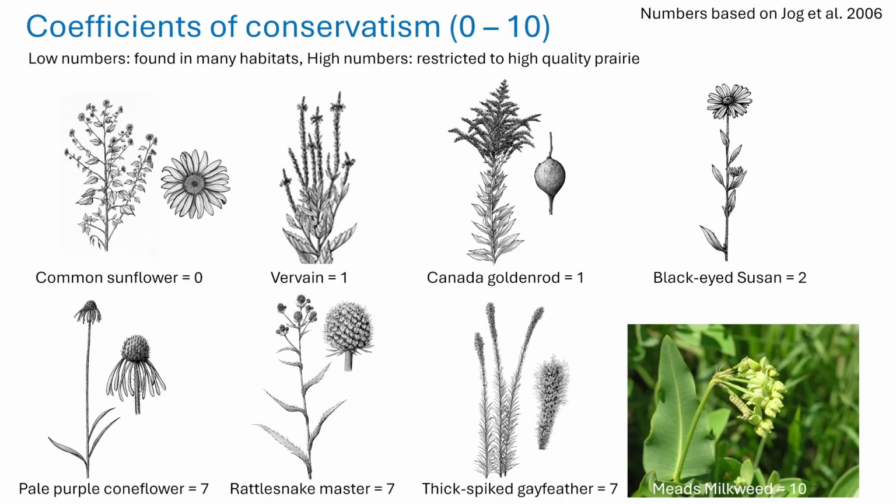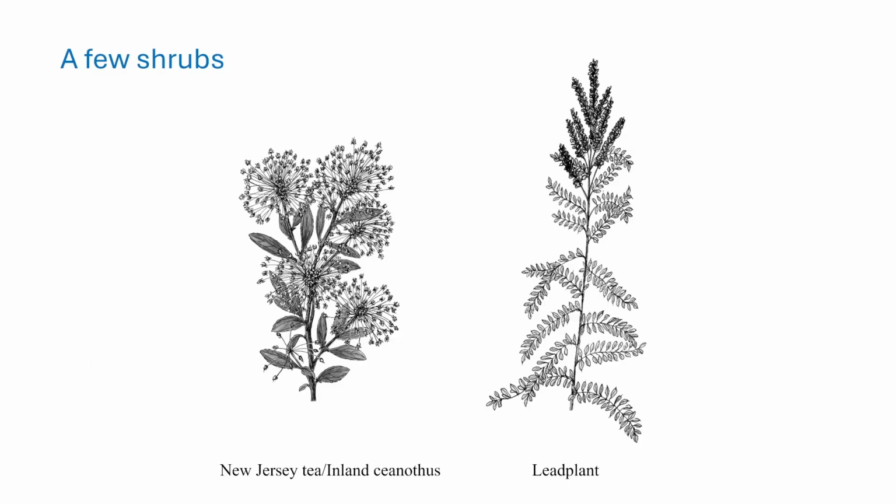So all the plants here are native prairie plants, but they differ in what's called a coefficient of conservatism. This is a phrase you may hear people talk about. Conservative species are species that today are really only found associated with tallgrass prairies. So common sunflower is a native prairie plant, but we know that it is found anywhere. It can be found along roadsides, parking lots, you name it. And so it has a very low number here. On the other extreme is Meade's milkweed. This is a rare prairie plant that's kind of the poster child for prairies in this area, and that has a very high number. A few shrubs.